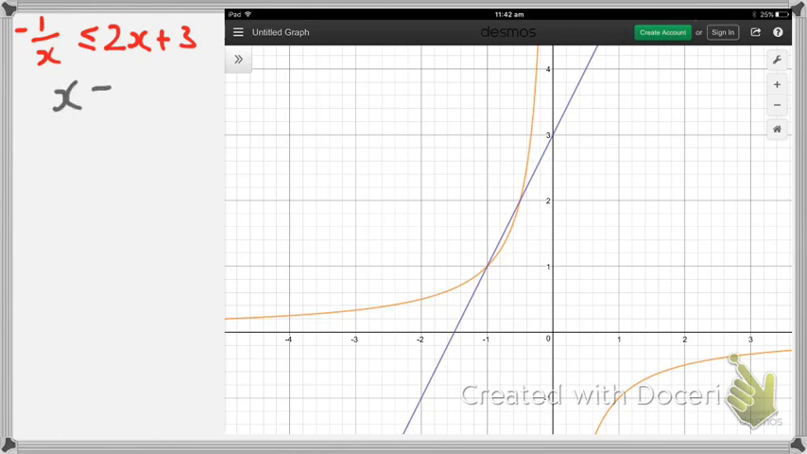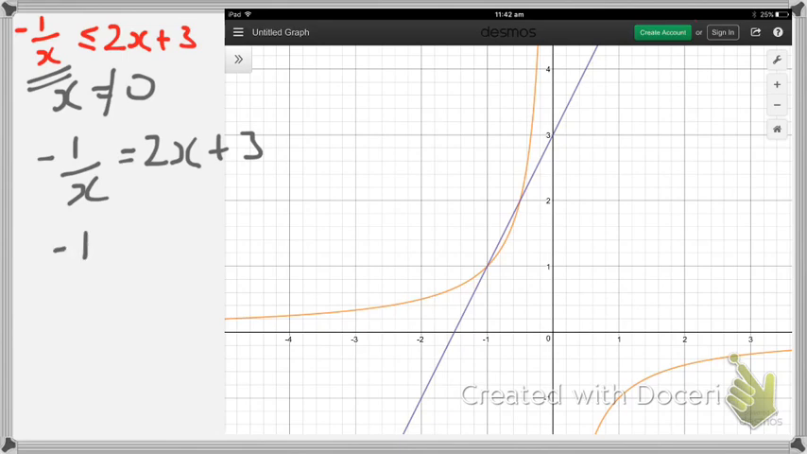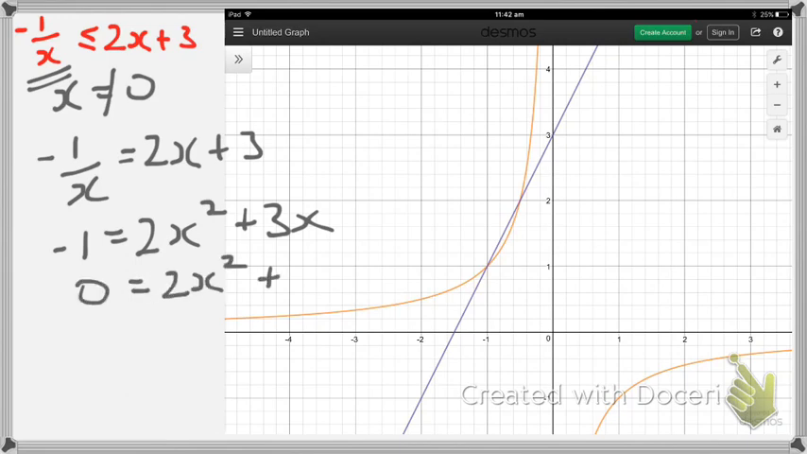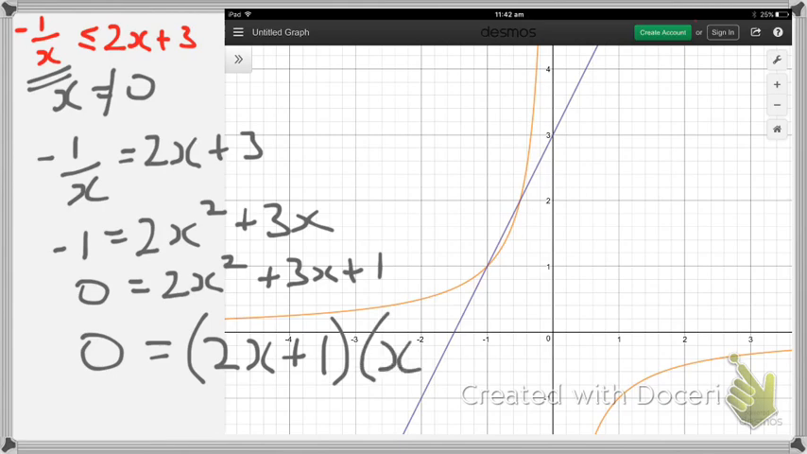So firstly we know that x can't be 0. That's the asymptote, right, from here. Then we set them equal to one another. Multiply out by x. Add 1. Factorize. So x is equal to minus 1 and minus a half. So we've got 0, and that's a cannot equal, minus 1, minus a half.